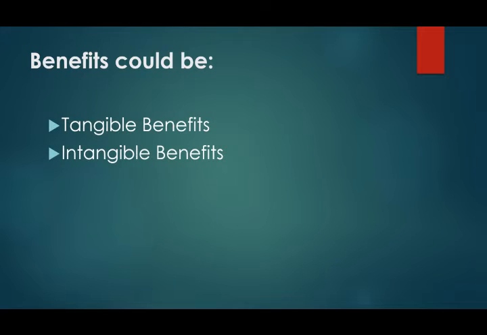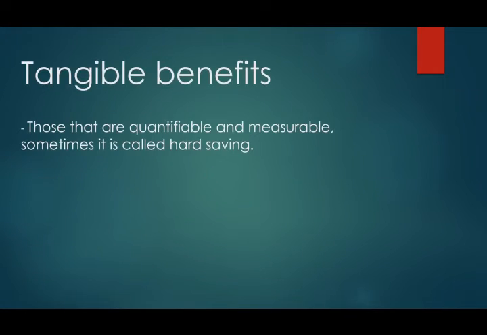There are two kinds of benefits: tangible benefits and intangible benefits. Tangible benefits are those that are quantifiable and measurable, and sometimes they are called hard savings. They are improvement project benefits that have a specific dollar value, number of labor hours, or other specific metric that can be determined to have been achieved through the project.